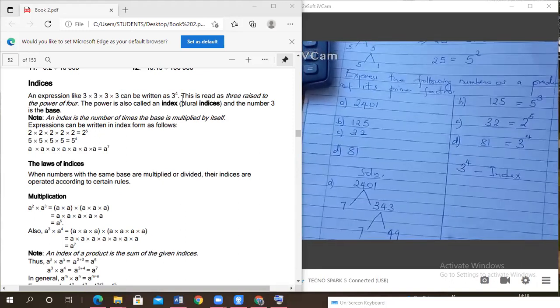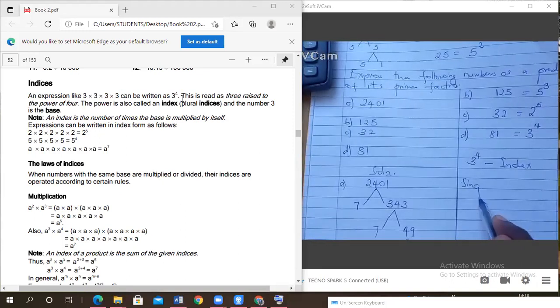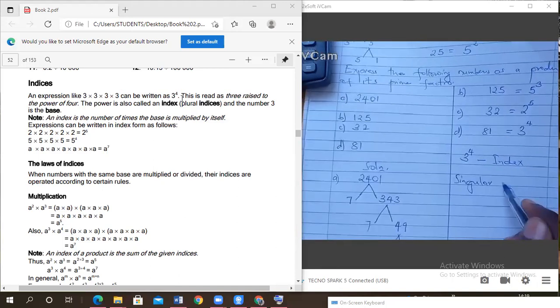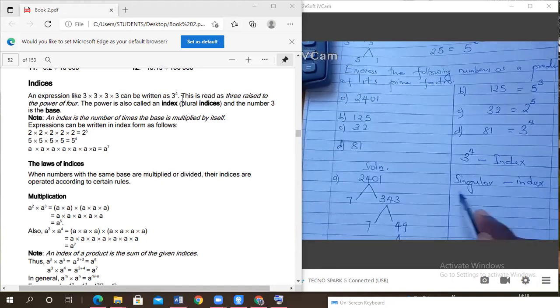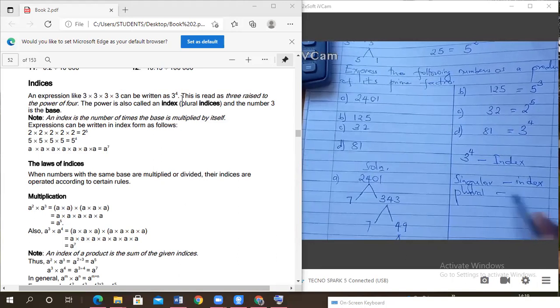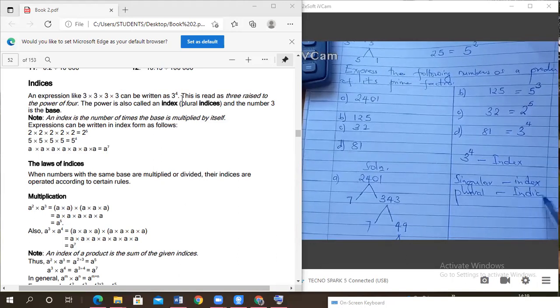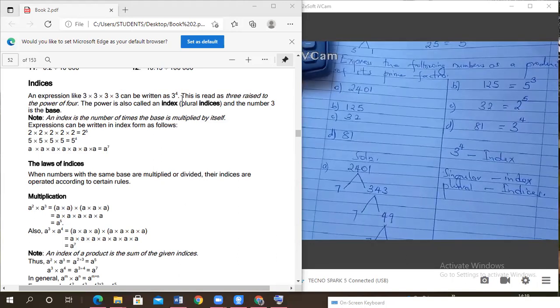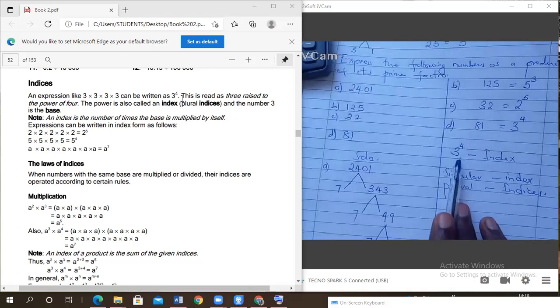The singular is index, then the plural is indices. Right, together? Yes, teacher. So 3 to the power 4 is an index. But how do we read that?